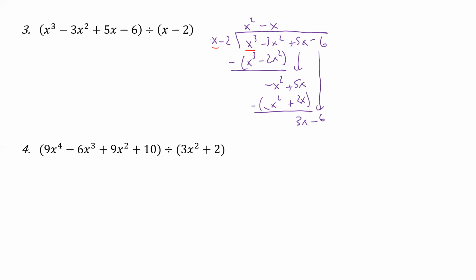Now what do you have to multiply by x to get 3x? Well, you have to multiply that by a 3. So what we'll do is put our 3 up here, and we'll distribute that, and we'll have 3x minus 6. We'll subtract it. 3 minus 3 is 0. Minus 6 plus 6 is 0. That's our remainder. So this division comes out to be just x squared minus x plus 3.